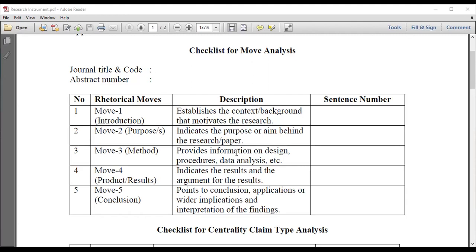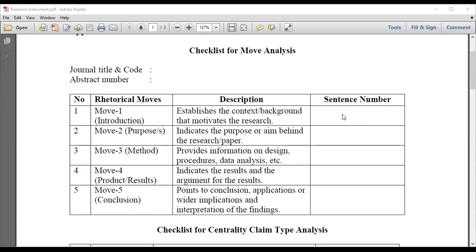Conclusion is the concluding sentence in the abstract, where the authors point out the conclusion, applications, implications, interpretation, or suggestion. So it can be any form of concluding sentence. I want you to find whether or not an abstract contains these five. If the abstract doesn't contain all five, it's okay, no problem. You just tick here the sentence number.